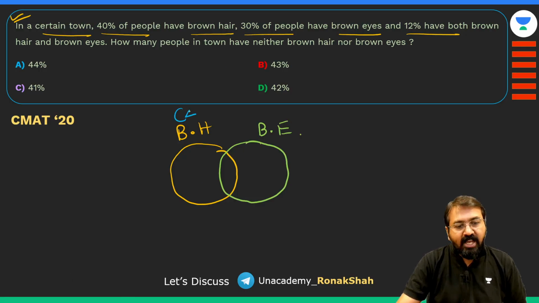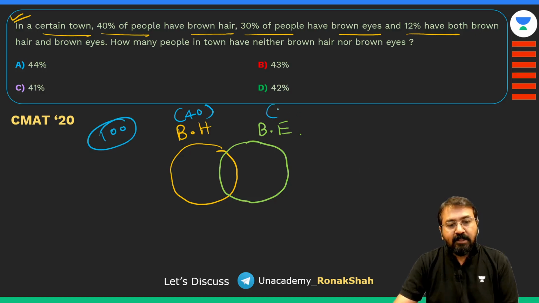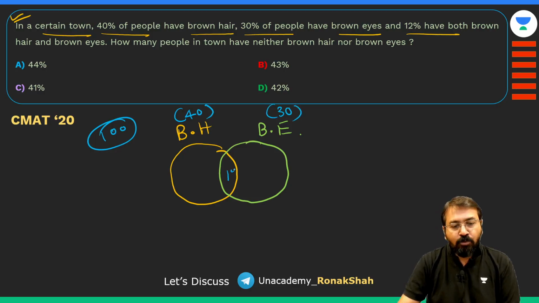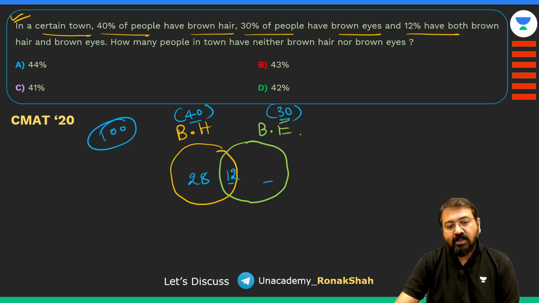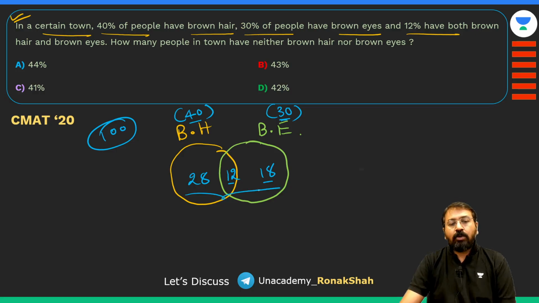So yeah, they are saying 40% people have brown hair. So let's assume there are a total of 100 people in the town. So 40 have brown hair, 30 have brown eyes, and 12 have both. So guys, how many people will have only brown hair? So 40 minus 12, it's 28. How many people will have only brown eyes? 30 minus 12, so it's 18. So how many people have at least one of brown hair and brown eyes?